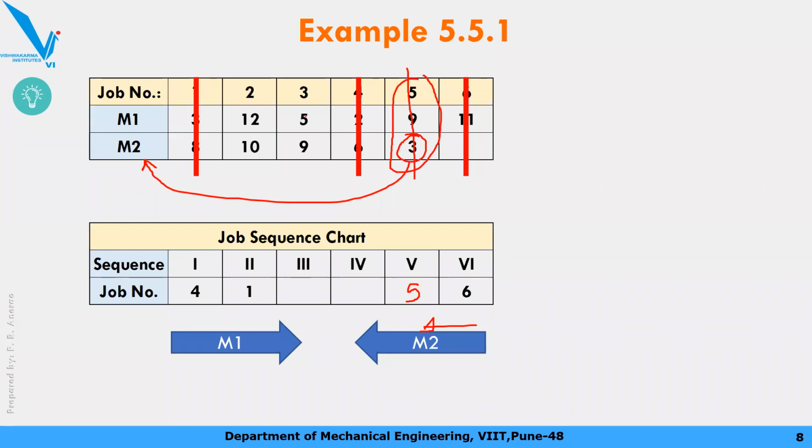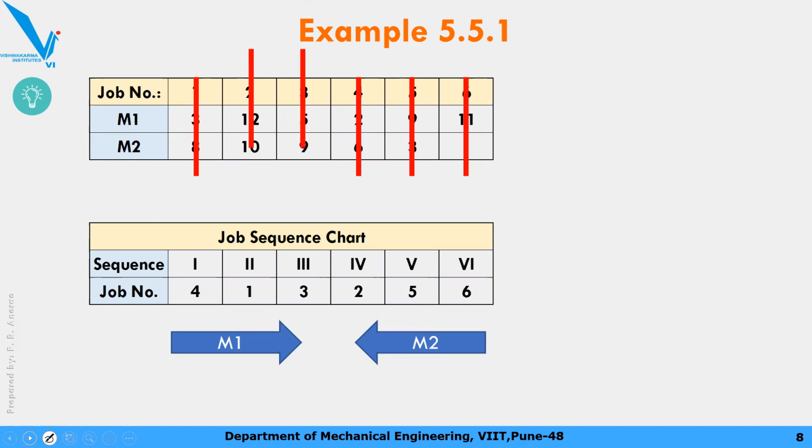Again look for the minimum value. So 5 is the least value, which belongs to machine 1. So for machine 1, the sequence goes this way, so here we will put job number 3, and only one option is remaining, which is 2. So the sequence of operation will be like this. You will start with job number 4, then job number 1, job number 3, job number 2, job number 5, job number 6. So this will be your sequence.